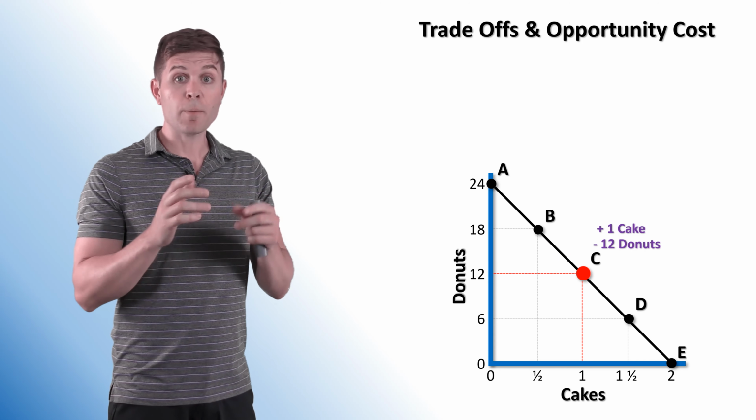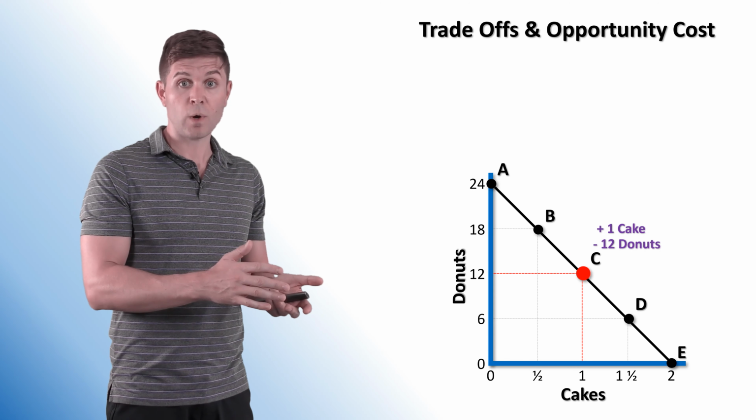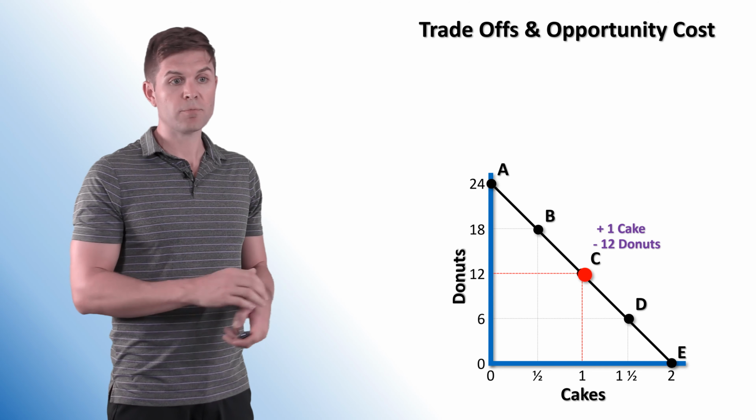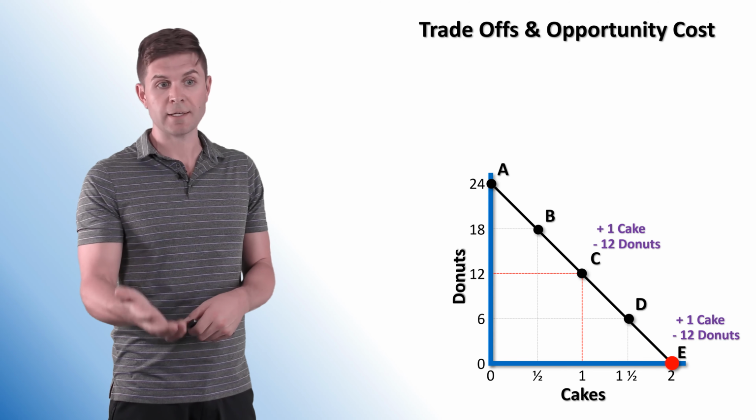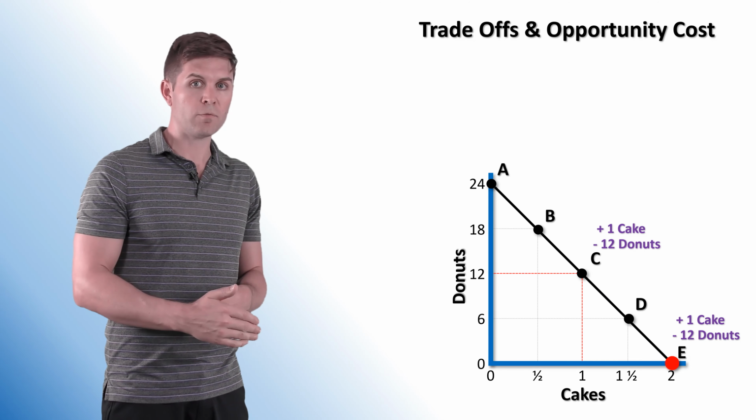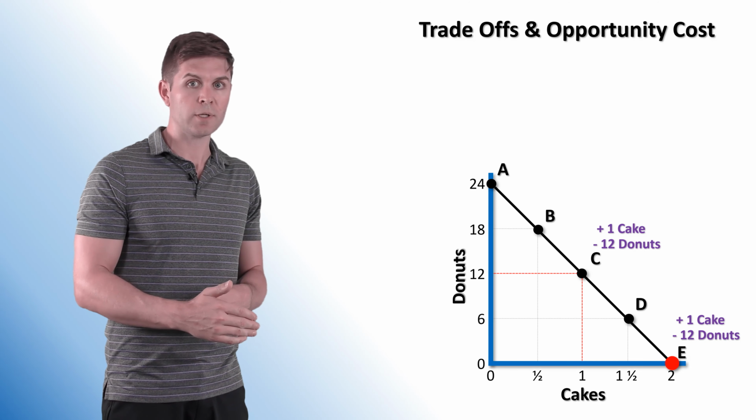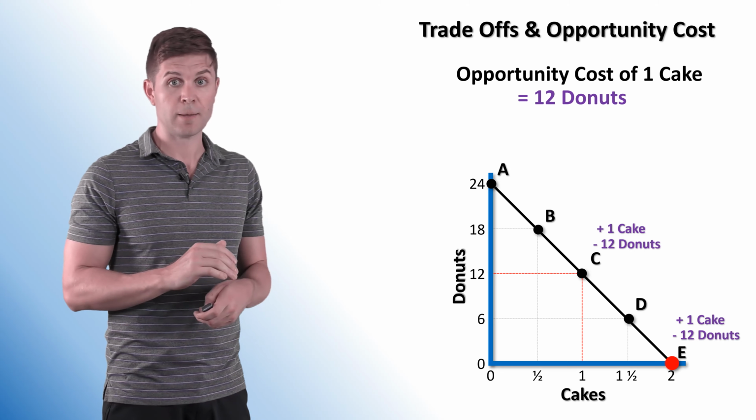At point C, we are now producing 1 cake, but at the cost of 12 donuts. As we shift production even further down to point E, we are gaining another cake at the cost of 12 more donuts. So in this case, we can see that the opportunity cost of producing 1 cake is 12 donuts, no matter how many times we go.